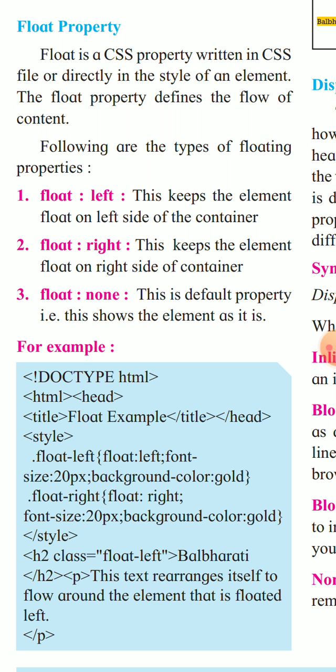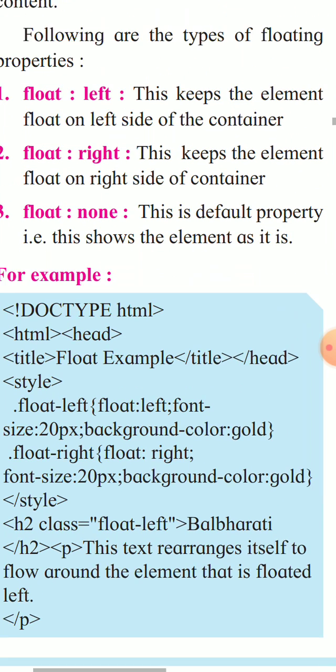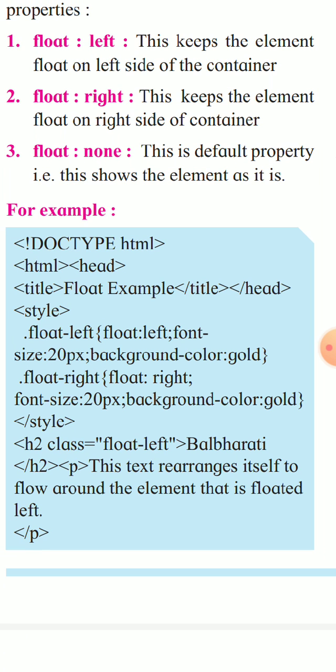Okay, next we see here one program. All of you look. Okay, HTML, doctype HTML, then html, head, title. In title, float example, then end of title, end of head. Okay, next the style tag starts here. In the style tag, two classes are declared here. See here, dot float-left and dot float-right. We know a class appears with a dot sign here.